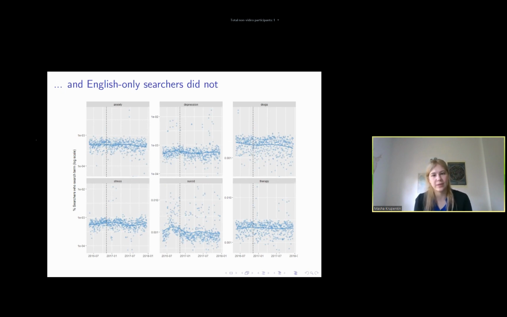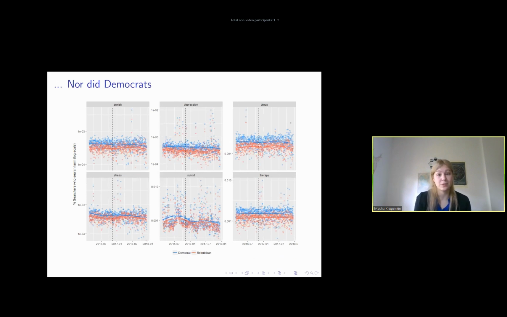I don't have the regression for this in the slides, but basically, what I did was I interacted Spanish with post-election, and there was no significance on the English-only searchers, but there was a significance on the Spanish times post-election variable. And in addition to English-only searchers not having an effect, the Democrats in our sample also did not have any significant increase in searches for these mental health-related terms. So the lines between the Democrats and the Republicans are basically parallel here.